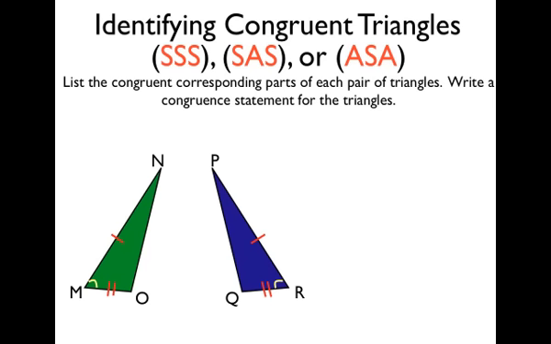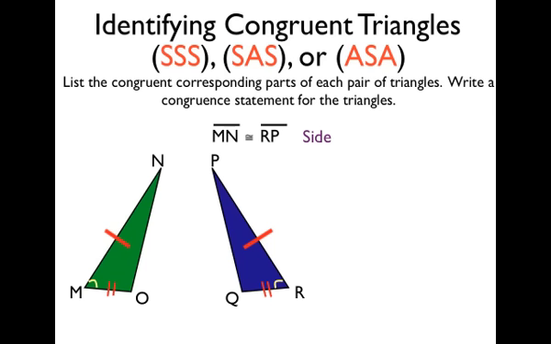So let's take a look at these two triangles and what information they give us with their little marks and their arcs. Well, we know that side MN is congruent to side PR. So that gives us a side. The way I like to do it is I say, okay, what do I know? Well, I got a side. So it could still be side, side, side, side, angle, side, or angle, side, angle.